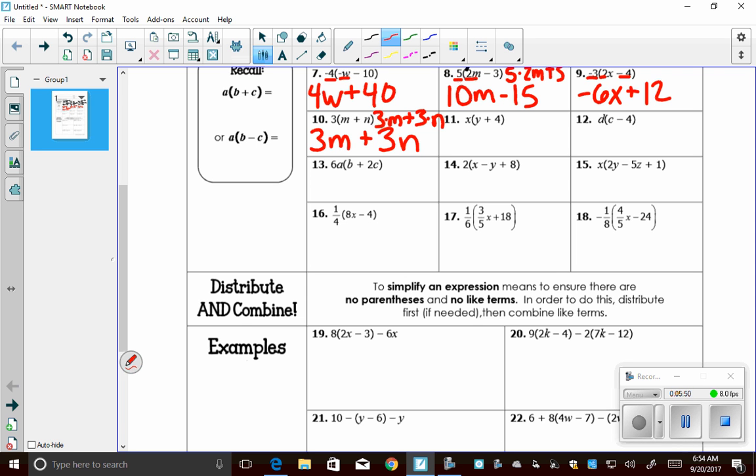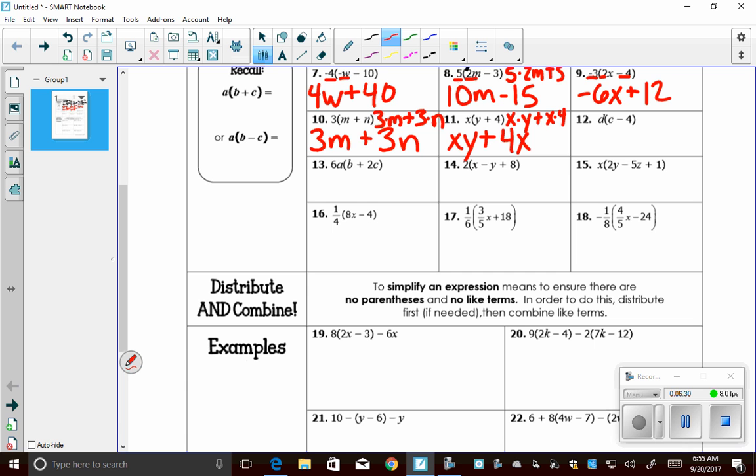Number 11 just wants us to distribute the x variable into the parentheses. So really it's just going to be x times y plus x times 4. So when I do x times y, I'm just going to be left with xy plus x times 4. Most of y'all are probably going to want to try to write x4. But the proper way to write it is going to be 4x. Okay? Put the number in front of the variable, not after.